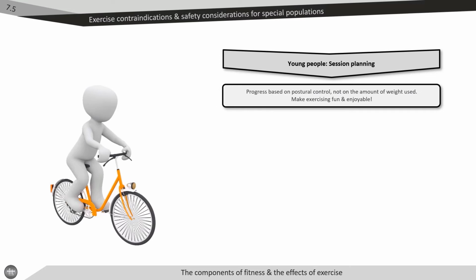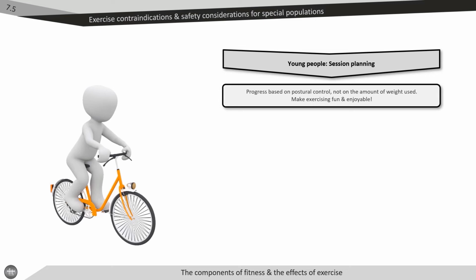If you are looking to work long term with individuals from a young population, then it's recommended to seek further training to gain a greater understanding of both the physiological and psychological changes that affect individuals within this group. It is also recommended to gain the consent of a parent or guardian when working with this population group for safeguarding. The primary development of sessions for this population group should be based on postural control, not intensity, and making exercise fun and enjoyable for the individual.